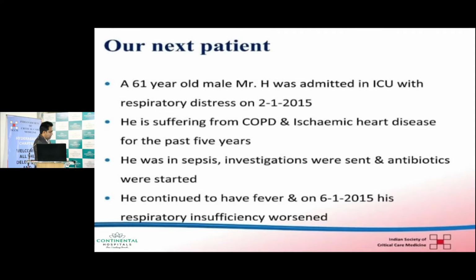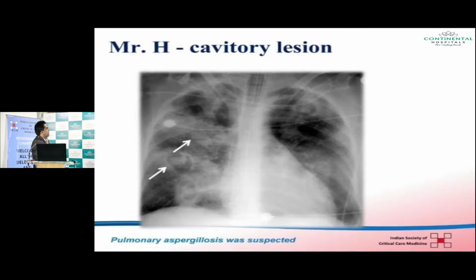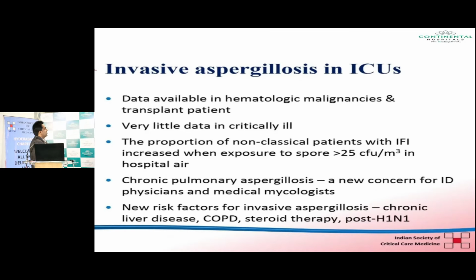His respiratory insufficiency worsened. So this is the X-ray of that patient, which shows a right lower zone cavity with a fungal ball. So this is very characteristic of pulmonary aspergillosis. This is a reverse halo sign. Male with COPD and IHD, he has fever, breathlessness. This is the X-ray of that patient, which shows a fungal ball with cavity.